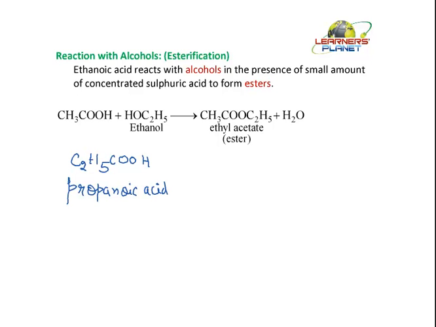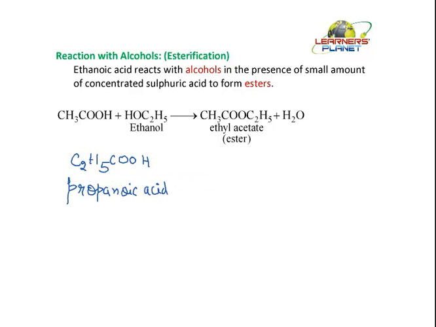How have I named it? How many carbons are there in this compound? 3. So what would be the root word here? Prop. There are single bonds between carbon atoms, so what would be the primary suffix? -ane. And for COOH, what is the secondary suffix used? It is -oic acid. So its name is propanoic acid.